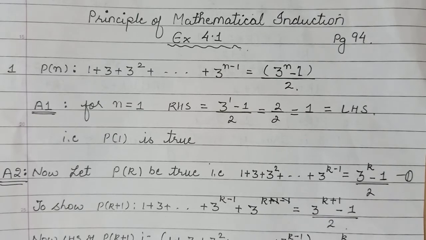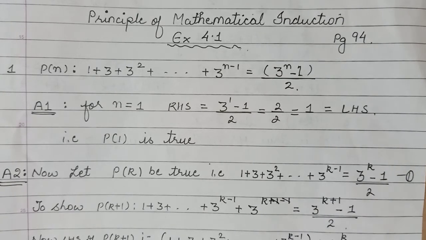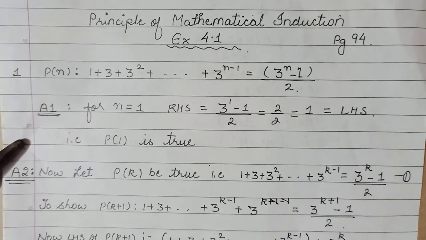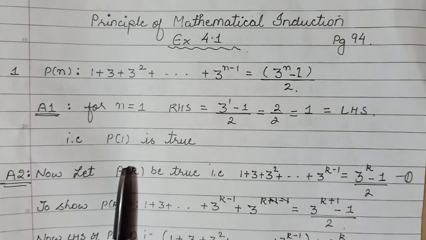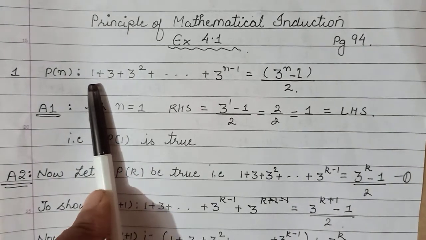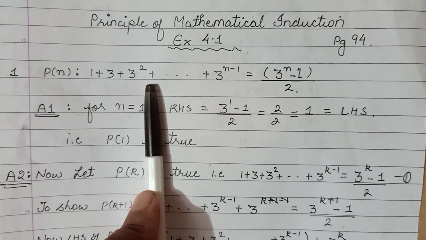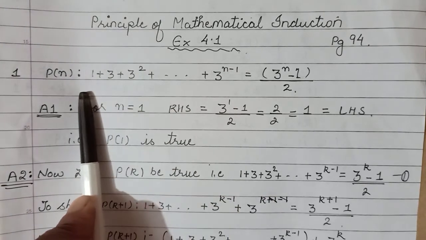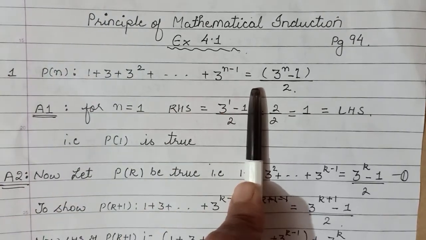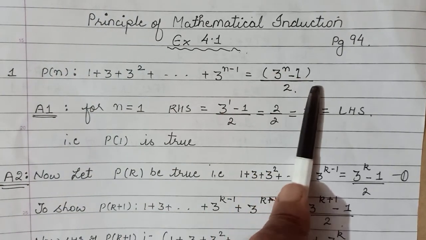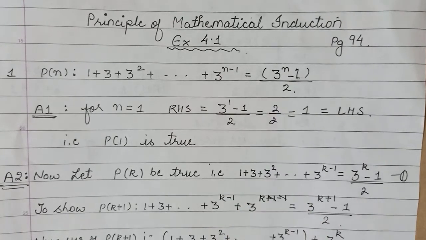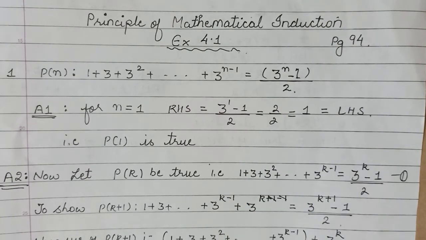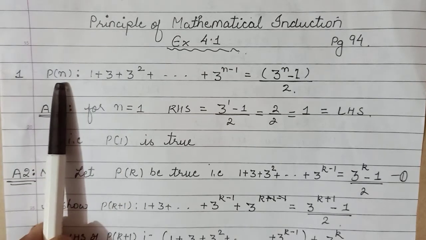Now we'll take up questions from exercise 4.1 to understand the principle of mathematical induction. There was this result given to you: if we sum 1 plus 3 plus 3 square up to 3 to the power of n minus 1, then the whole sum equals 3 to the power of n minus 1 upon 2. To verify this result by the principle of mathematical induction, the first thing is you address it as Pn.